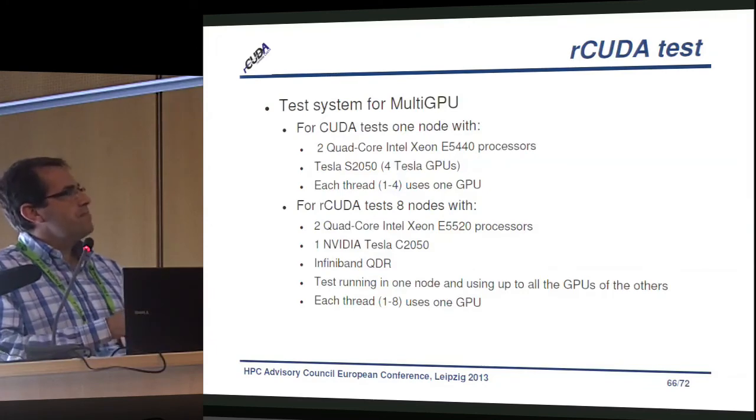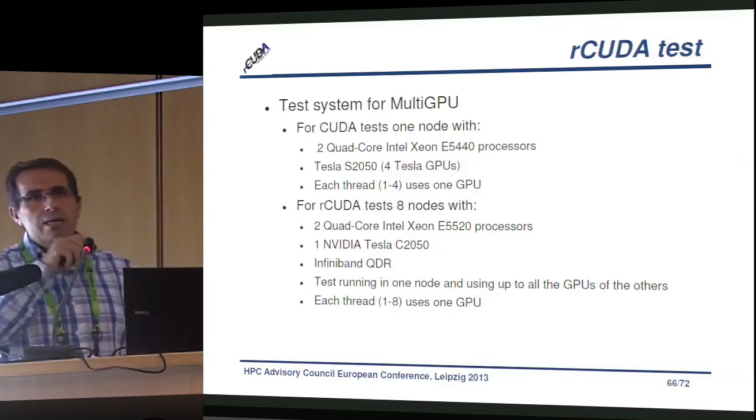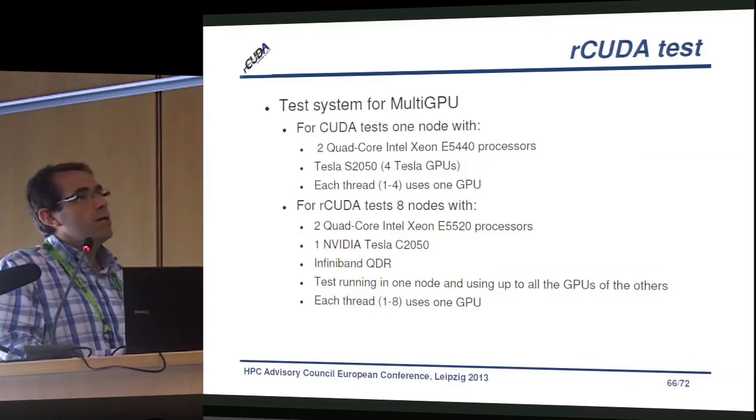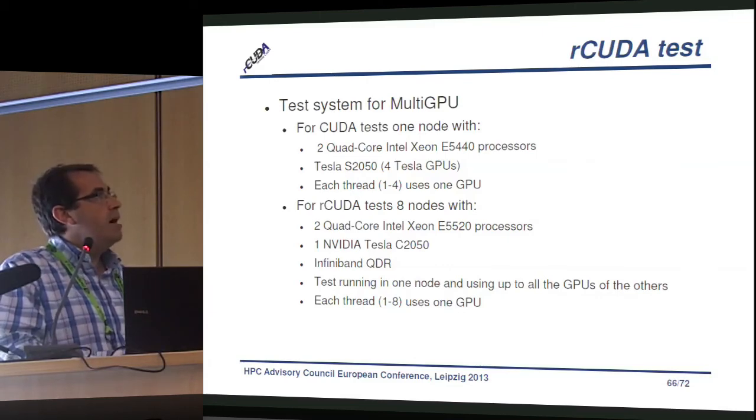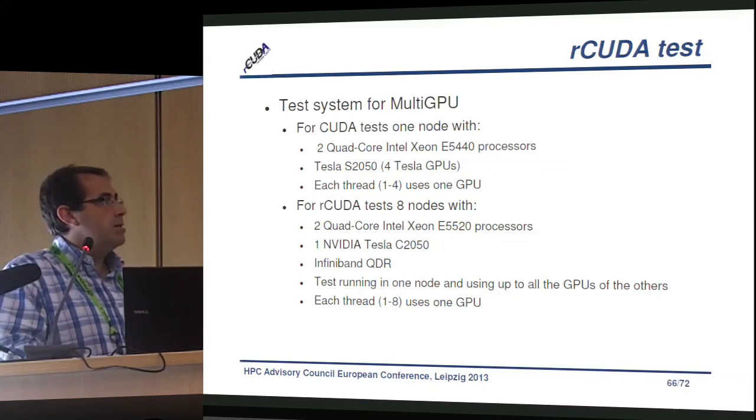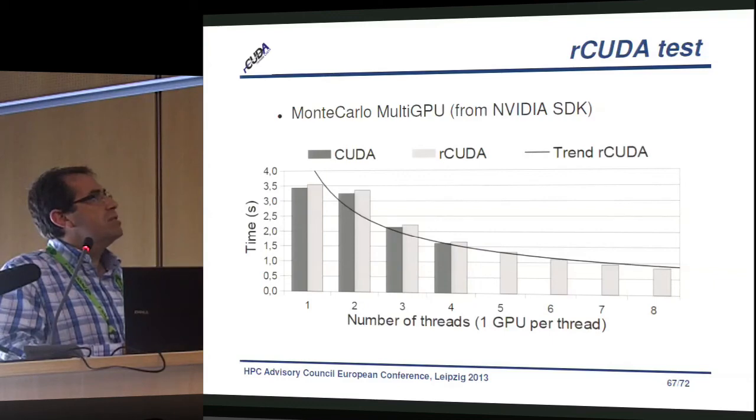And for the end, I want to show you some tests for multi-GPU. That is, trying to use more GPUs than the GPUs you are directly connected to. In this case, for CUDA, we use one node with 4 Tesla GPUs, Tesla 2050. And for rCUDA, for remote CUDA, we use 8 nodes, but the test is running in one node, and what we do is use all the GPUs of the different nodes. Then this is the test for multi-Monte Carlo multi-GPU that appears in the examples of the NVIDIA SDK.